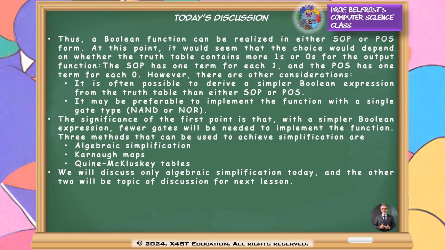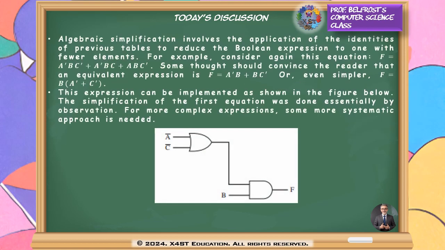Today we will only discuss the first point, algebraic simplification. The other two will be discussed in the next lesson. Algebraic simplification is very easy. It involves the application of the identities from the previous tables that we have discussed in this lesson to reduce the Boolean expression to one with fewer elements. For example, we have this equation again.